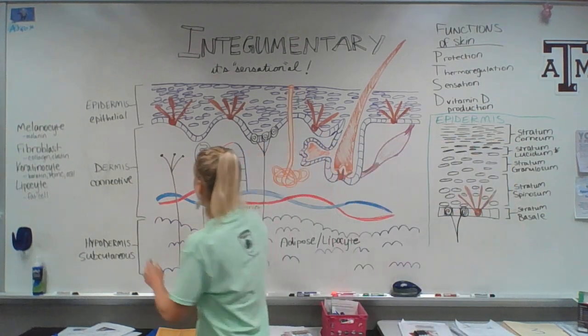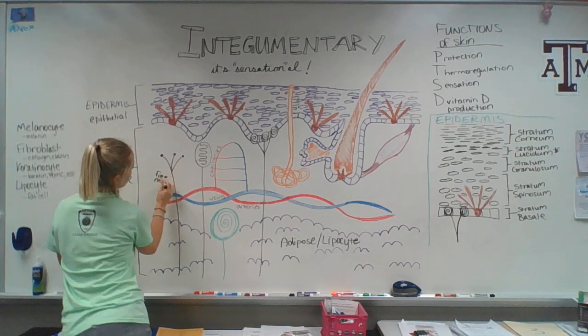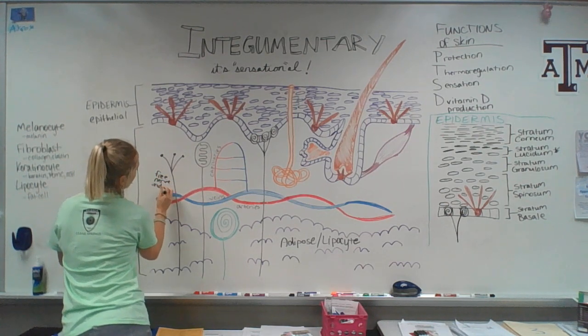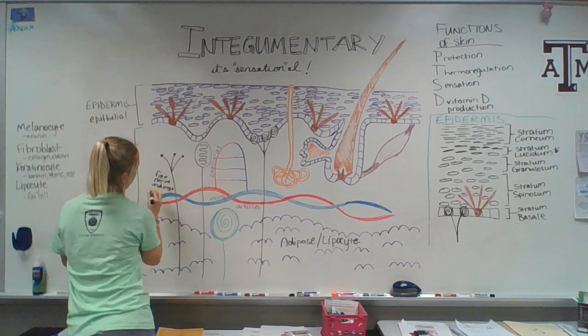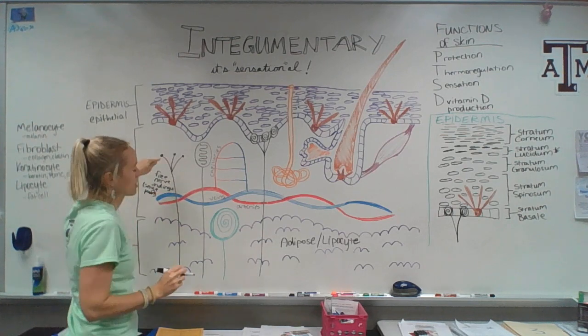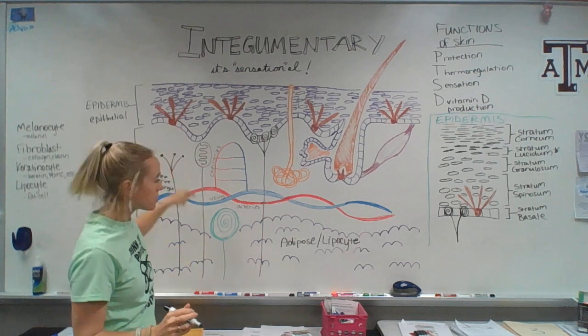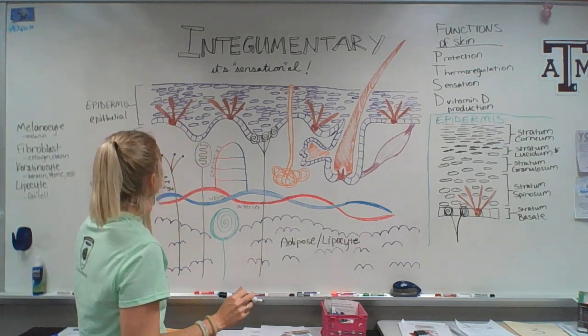All right, so let's go into some of the structures of the dermis. First of all, you have free nerve endings. So these are free nerve endings, and they're going to sense pain. And since they're sensing pain, they're going to be sending that information afferently. So this is going to be sent afferent.